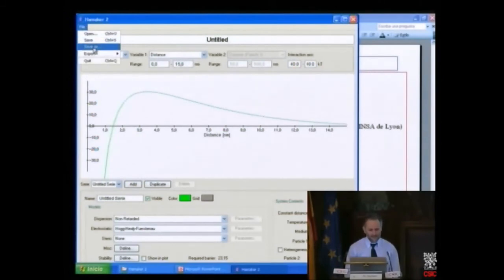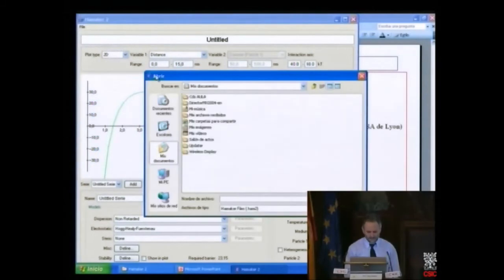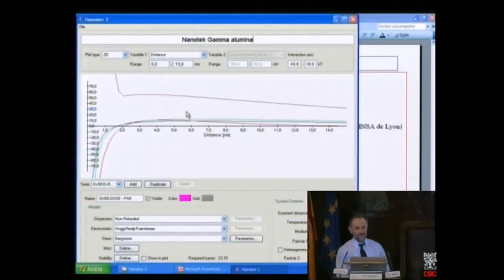I'll now try and so this is the program. I'm going to open. Now the problem is to find it. Okay, Nanotech. Okay. So what you've got is you have a different model.